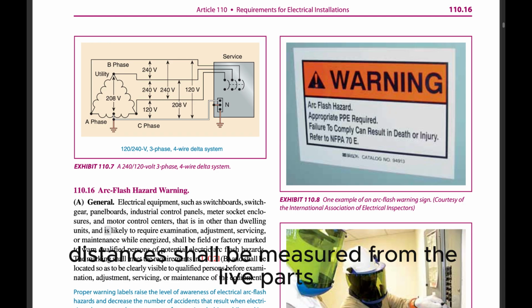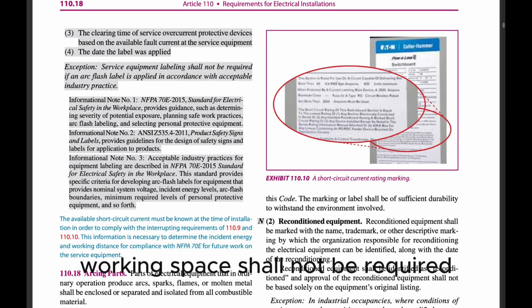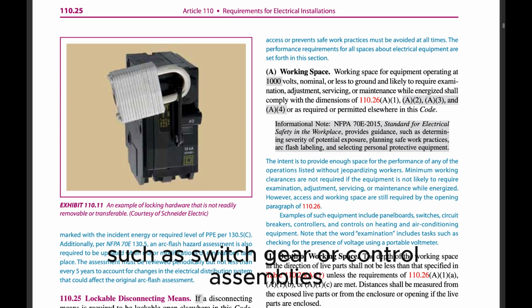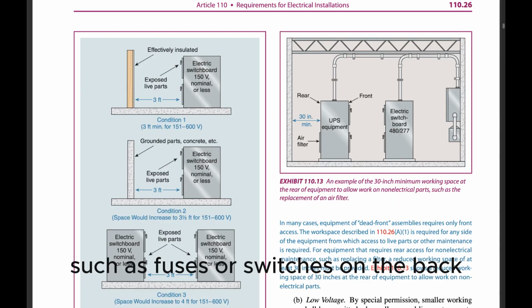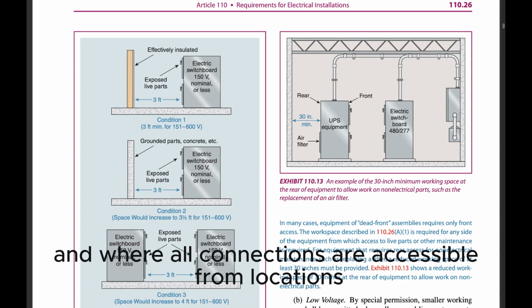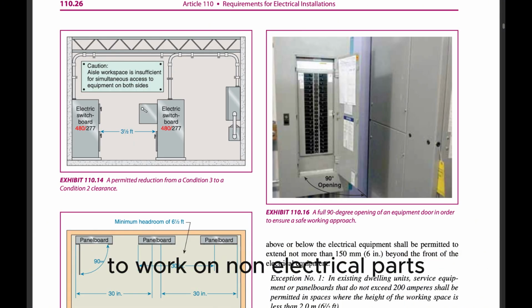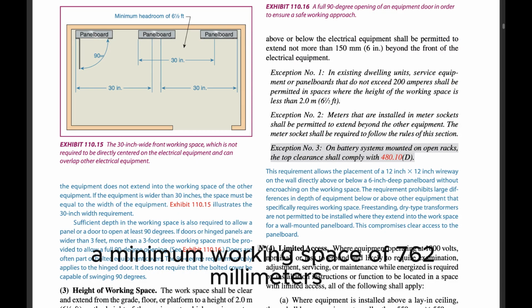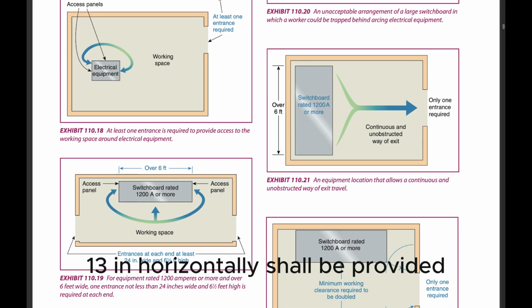Distances shall be measured from the live parts, if such are exposed, or from the enclosure front or opening if such are enclosed. Exception: working space shall not be required in back of equipment such as switchgear or control assemblies where there are no renewable or adjustable parts such as fuses or switches on the back, and where all connections are accessible from locations other than the back. Where rear access is required to work on non-electrical parts on the back of enclosed equipment, a minimum working space of 762 mm (30 in.) horizontally shall be provided.